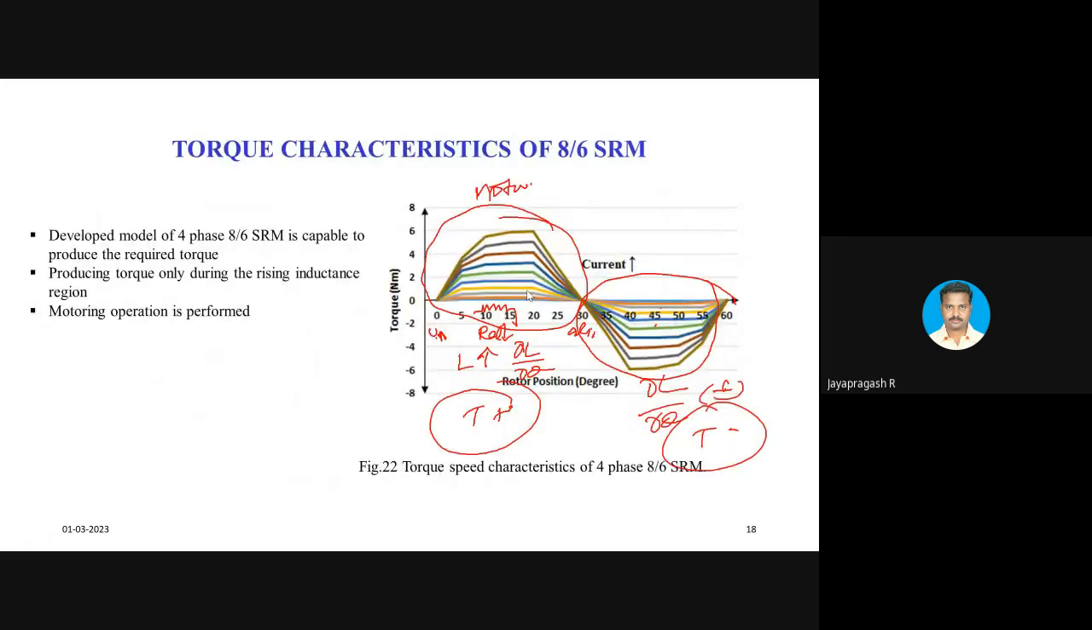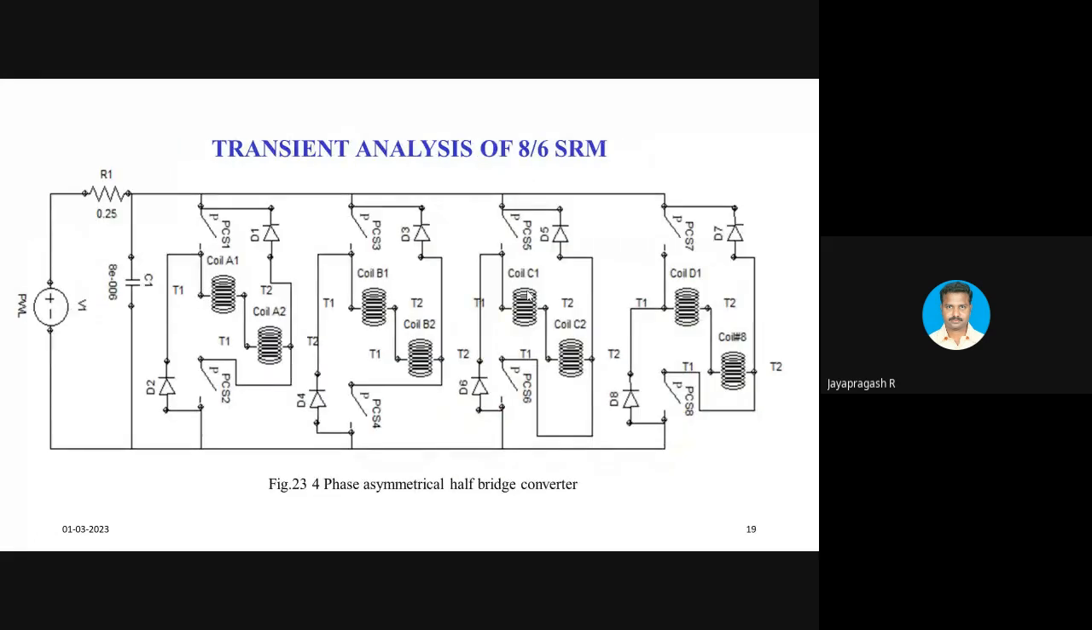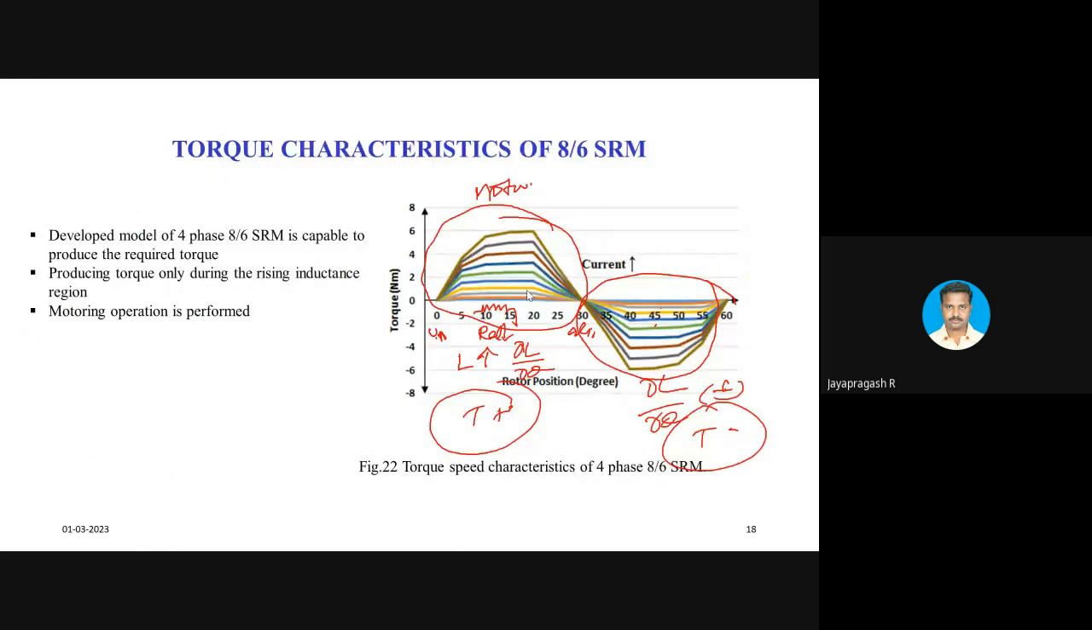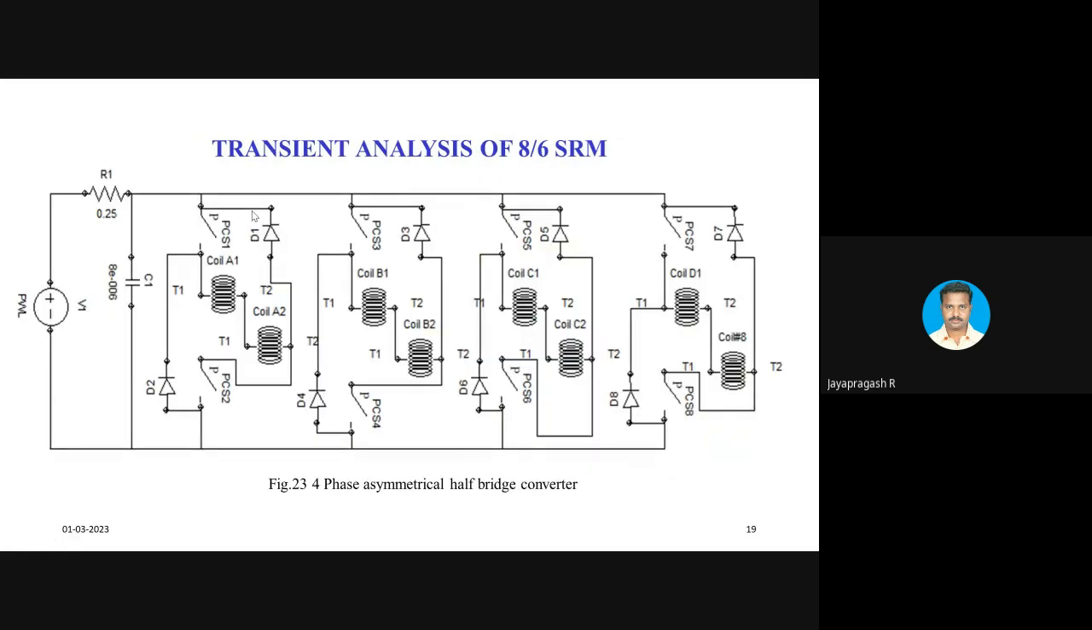So far, we have done the static characteristics and obtained the characteristics of the machine. We obtained the aligned inductance, unaligned inductance, and flux linkage at various rotor positions and currents, and the maximum static torque contributed by the machine. Now we can do transient analysis, where you make the machine rotate and find out the transient characteristics. This is the circuit which we developed in the same electromagnetic tool called Magnet. As I said, each phase winding is divided into two coils connected in series, and this is an asymmetrical half-bridge converter.